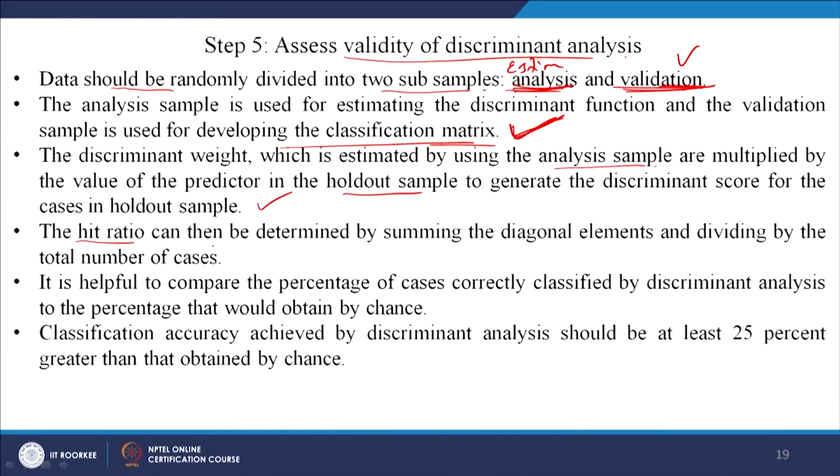What is this hit ratio? The hit ratio is determined by summing the diagonal elements and then dividing by the total number of cases. For example, let us say A, B, C, D. This was a case of yes, no, right. So, this plus this, divided by the total number of cases. It is helpful to compare the percentage of cases correctly classified by discriminant analysis to the percentage that would be obtained by chance. What it says is that the classification accuracy achieved by discriminant analysis should be at least 25% greater than that obtained by chance.